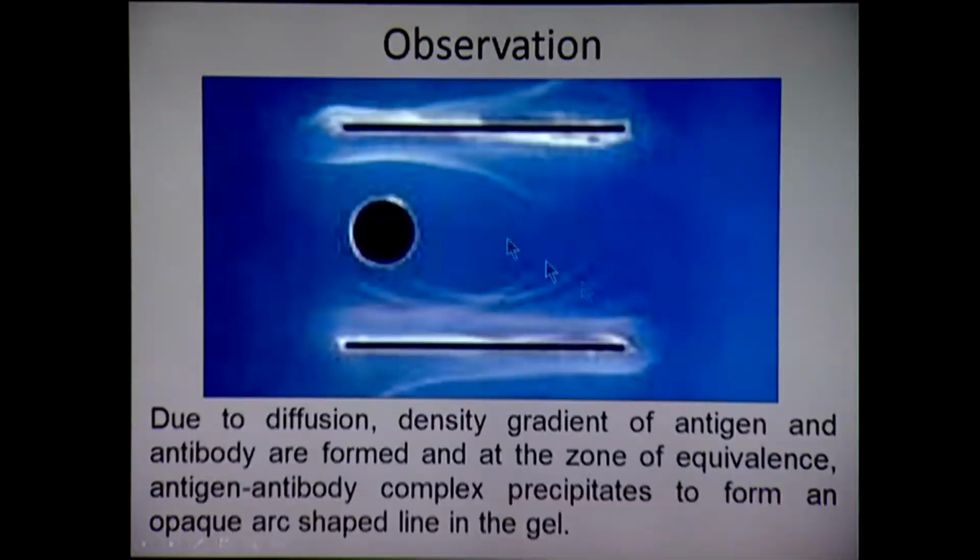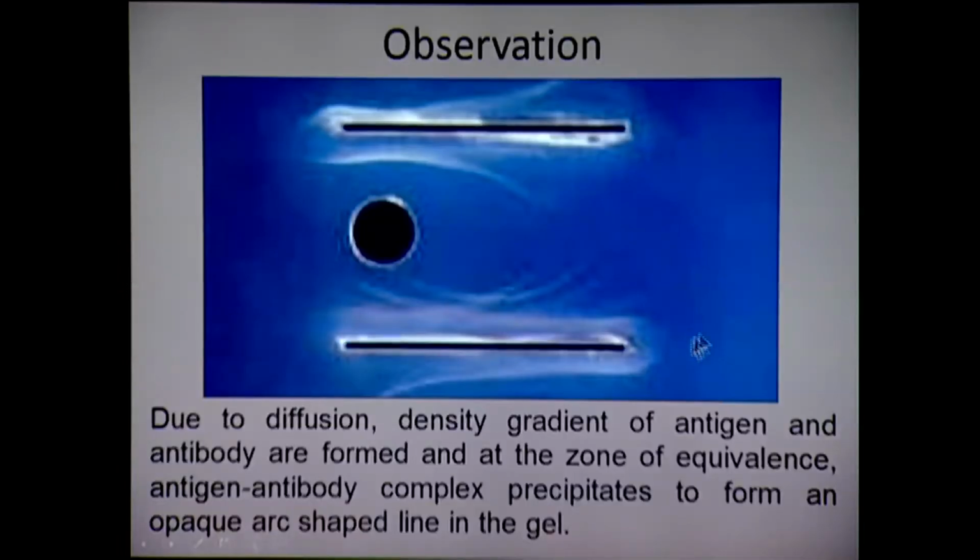One precipitin line will be observed for A antigen and anti-A antiserum. The other precipitin line is for B antigen and anti-B antiserum. This is the gel matrix after immunoelectrophoresis. You can see here the precipitin lines. They are like opaque arcs. Since the antigens present in a given sample are separated and diffuse towards the antibody-containing trough, they will form precipitin lines like opaque arcs.